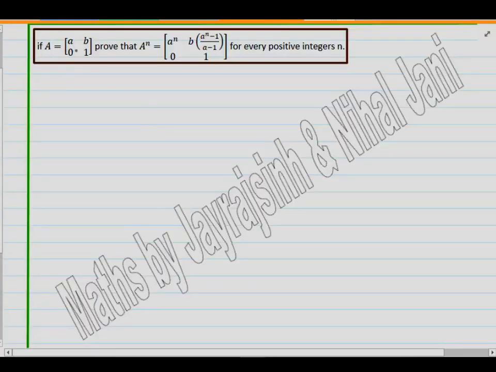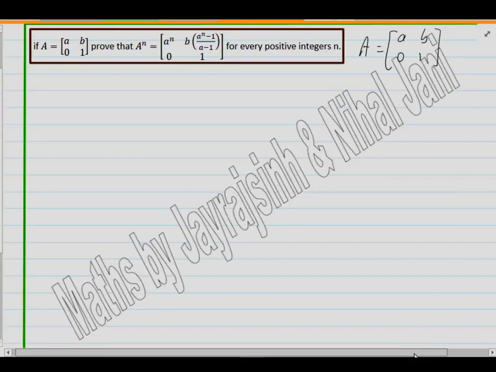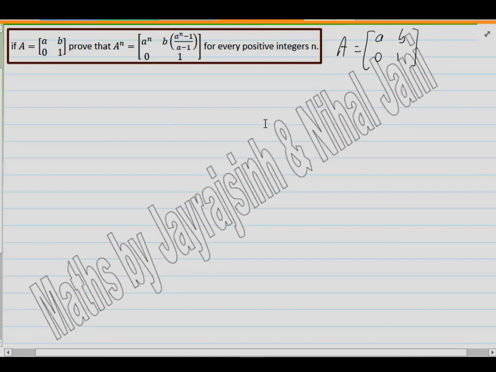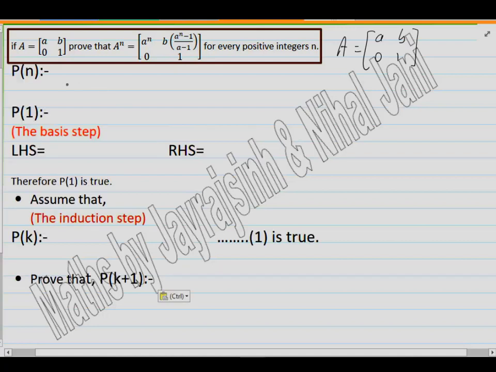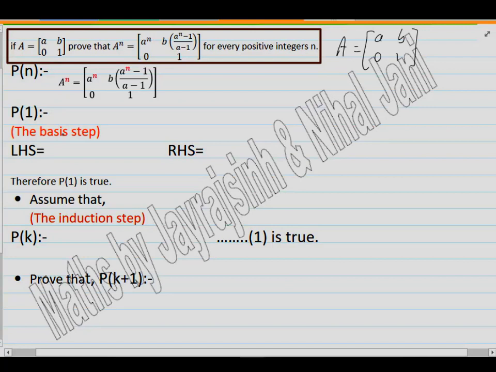Next question is, if A is equal to [a, b; 0, 1], then we have to prove that A raised to n is [a raised to n, b(a raised to n minus 1)/(a minus 1); 0, 1] for every positive integer. Here it is given that A is the matrix [a, b; 0, 1], right? And we are going to prove A raised to n is equal to this matrix using PMI. So let me get the predefined format, and here it is.